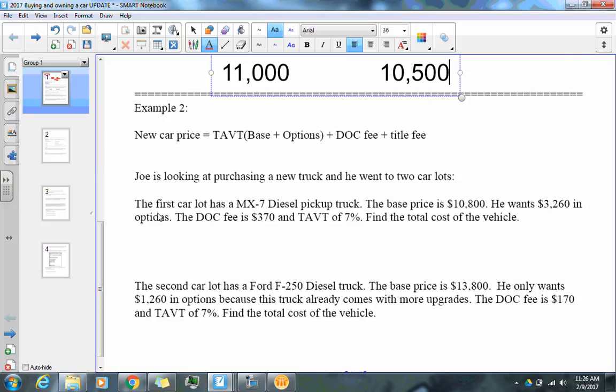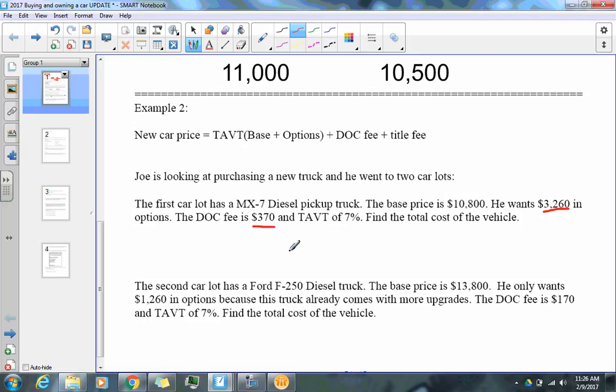All right, example number two. Now we're going to start talking about calculations. Joe is looking at purchasing a new truck, and he went into two lots. The first car lot has a diesel pickup truck. The base price is $10,800. He wants $3,260 in options. The doc fee is $370, and the TAVT is 7%.